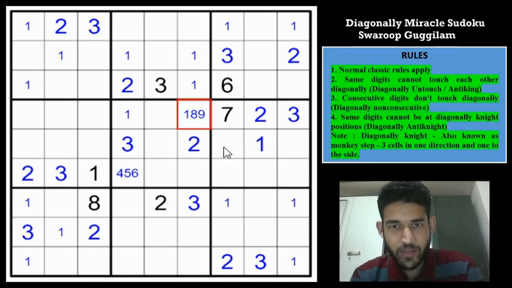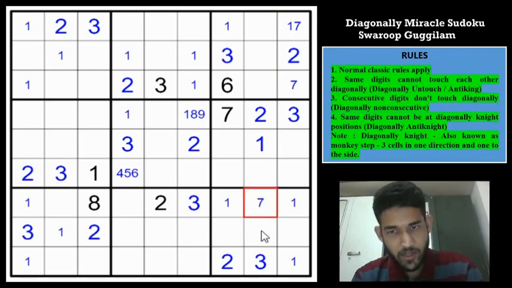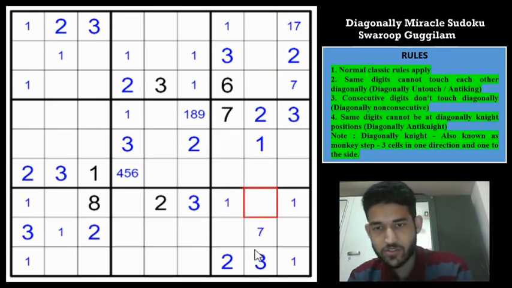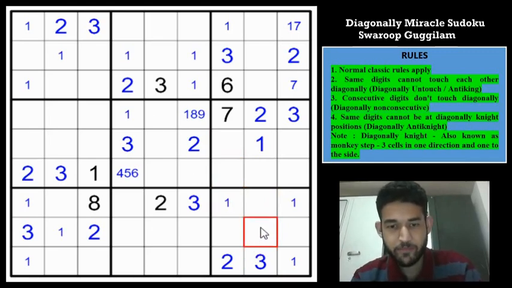Let us maybe see one of the givens. We have already seen the 3 fully and 2 fully, and we have exploited it fully. Let us look at maybe this 7. Okay, the 7 can't be here. 7 can't be here because diagonally consecutive to the 6, and 7 can't be here, monkey step away. 7 can't be here also, so 7 must be in one of these 2 cells, right? So using the classic rule, 7 must be here or here. And this is immediately helping us, right? Because this 7 is a monkey step away from this cell: 3 steps in one direction and 1 step in the perpendicular direction. So 7 can be resolved now. So this is a 7.